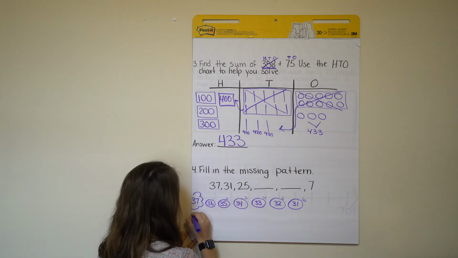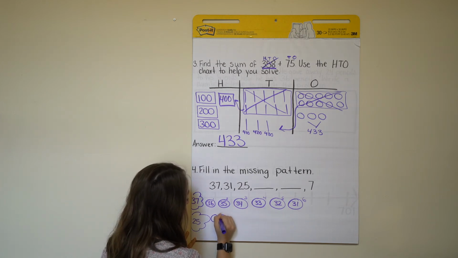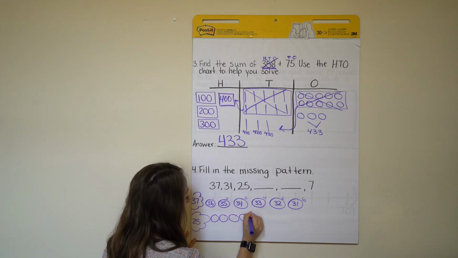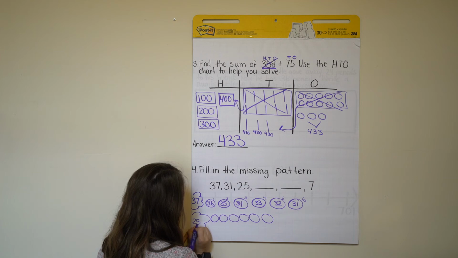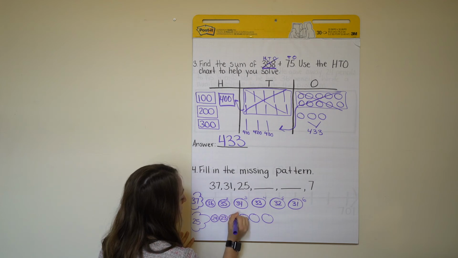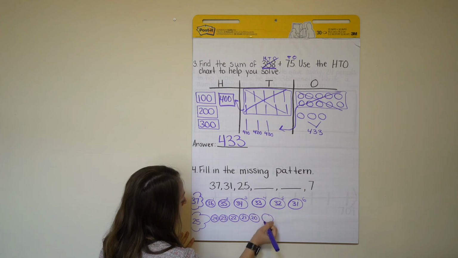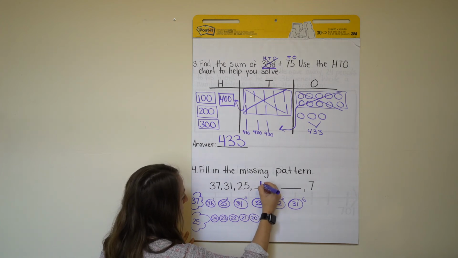So I'm going to put 25 in my brain and put 6 circles. 1, 2, 3, 4, 5, 6. And I'm going to count down. 25, 24, 23, 22, 21, 20, 19. So I know 19 is that next number.